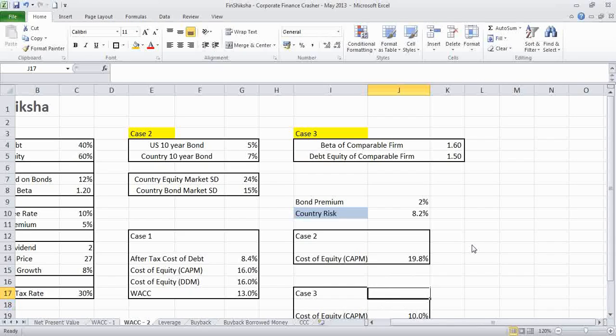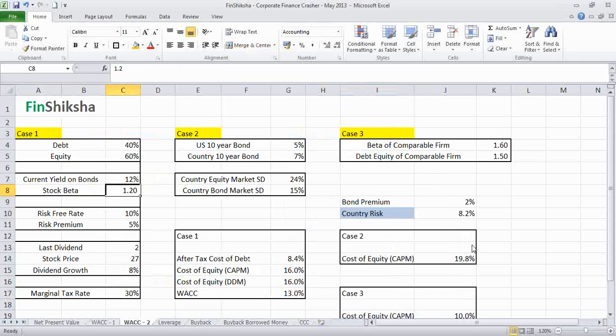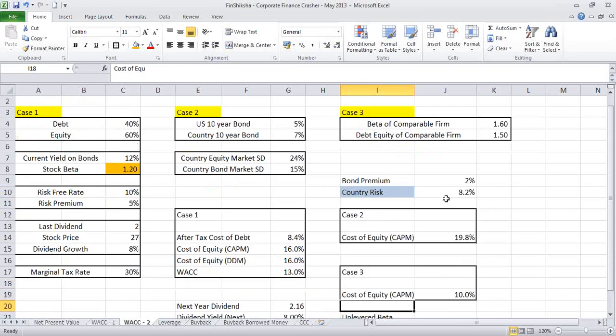Third method where we look at the beta of a comparable firm. Let's assume now that this beta is not given to us. This number 1.2 is not available to us. If this number is not available to us, then at this point of time there would be an issue in terms of calculating exactly how do we reach to the cost of equity, correct?